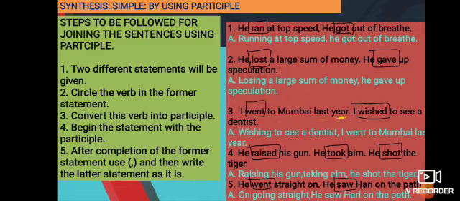I went to Mumbai last year. I wish to see a dentist. And there are 2 different verbs. I went. Okay, so went is the first finite verb. Then it's wish. Wish is the second finite verb.